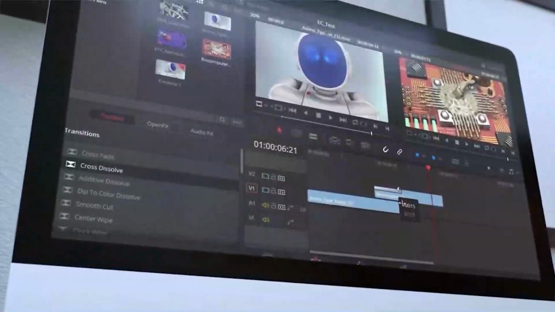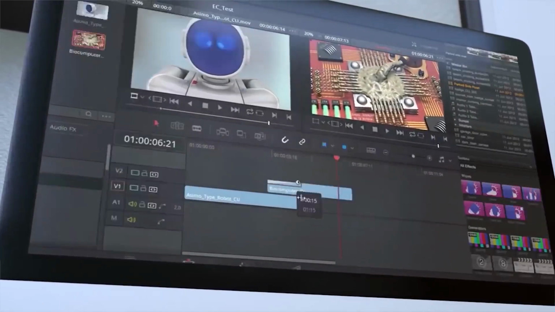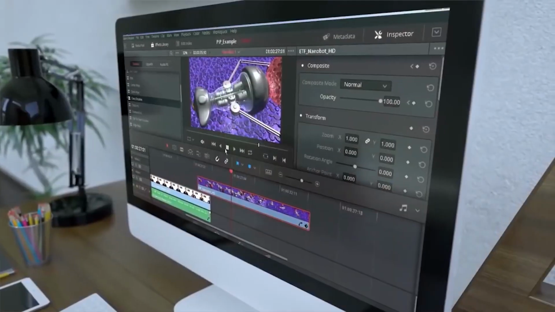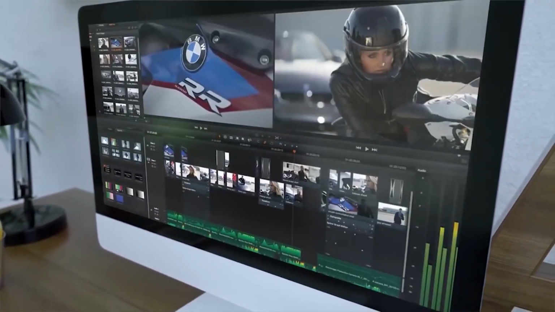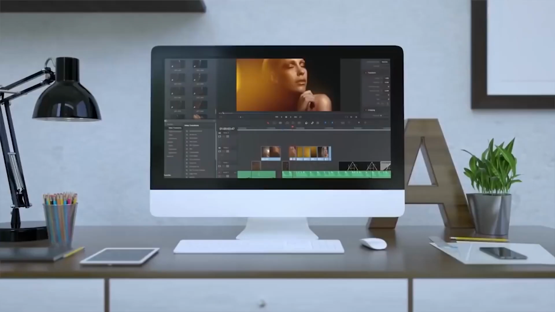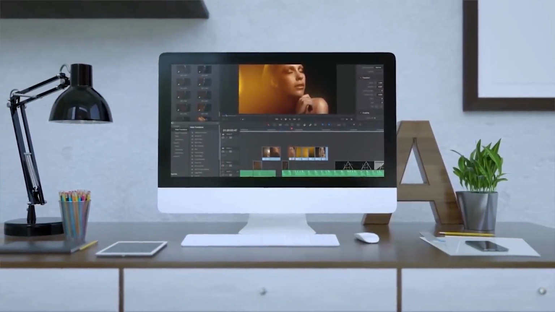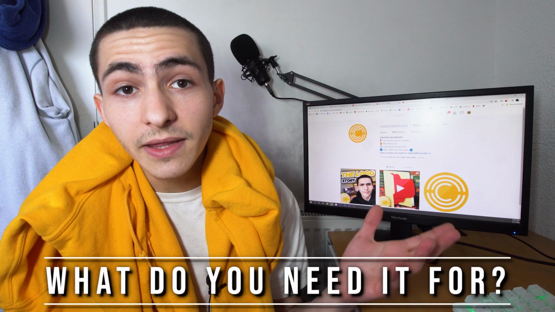No one wants to edit with lag, but everybody wants to edit good. So there's a trade-off. Do you get the best editor even though your computer can't support it? Or what's the situation? We're gonna get into it, we're gonna break it down. The two main criteria is how good is your computer and what do you need the editor for?